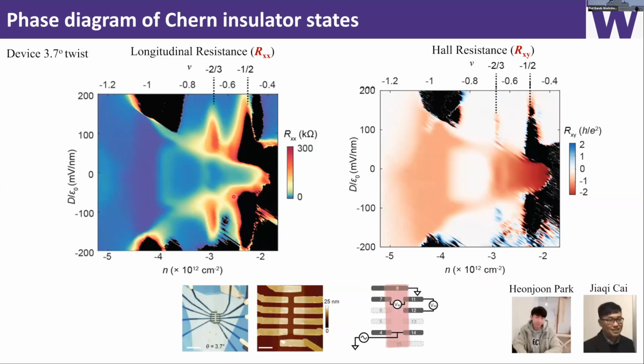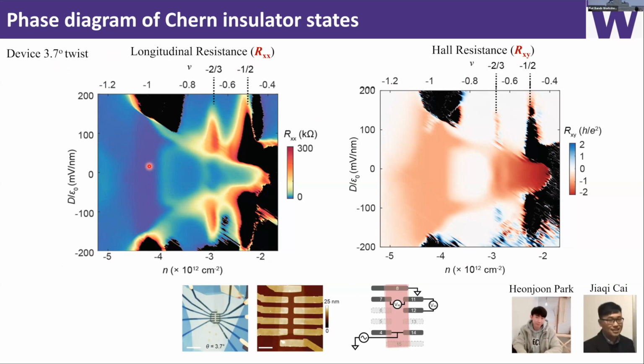So I would like to show you the phase diagram first. On this side, what I have is the longitudinal resistance, Rxx, as a function of electric field on the vertical axis, and the horizontal axis is the carrier density or the filling number, labeled on the top. The right-hand side is the Hall resistance, Rxy, and the device has a 3.7 degree twist. So there are a lot of features in these transport phase diagrams.